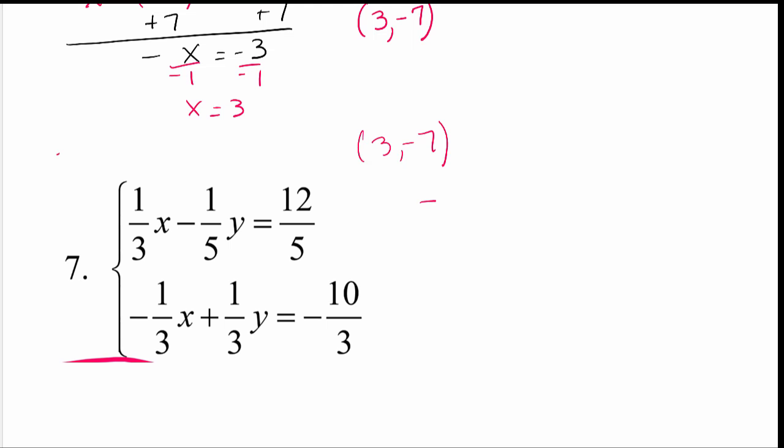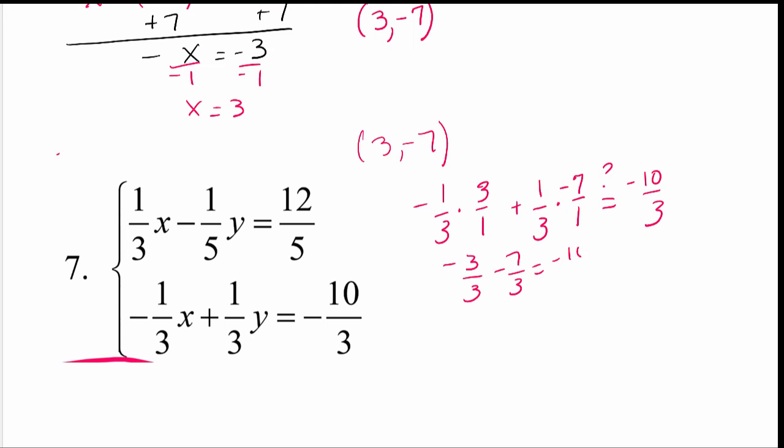And so I have negative 3, I have negative 1/3 times x, x is 3 over 1, plus 1/3 times y, which is negative 7 over 1, and we're checking to see if we get a negative 10/3. And I'm going to multiply across. I'm actually not going to reduce those because I want to keep the common denominator. And so notice that this really does check in the bottom equation.